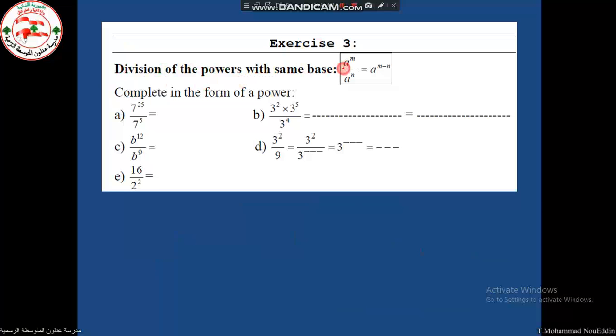As we see here, a to the power m over a to the power n. So we have the same base and we are doing division. So we could call it quotient of powers. In this case, we subtract the powers, m minus n. So let's do the first exercise.